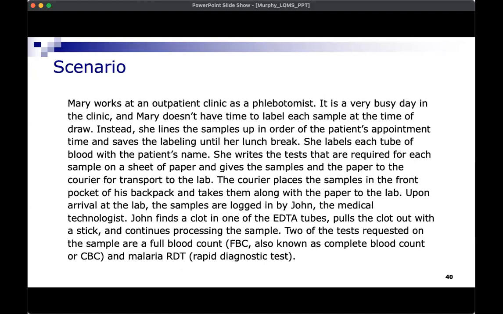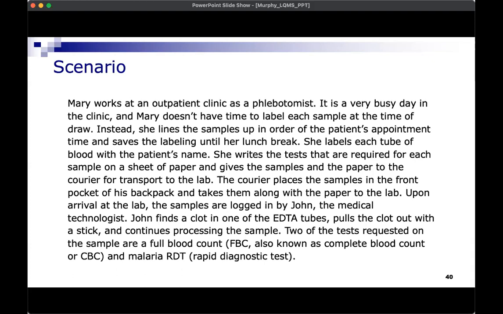And then she writes the tests that are required for each sample on a sheet of paper and gives the samples and the paper to the courier for transport to the lab. So again, ideally, we don't want to have test requests just on random sheets of paper. In an emergency situation, it sometimes can be acceptable, but in general, there really needs to be a uniform lab requisition that's written. You're going to need more than just the test, right? There's a lot of other information that's missing. So in an emergency situation, you may be able to accept it, but for the most part, especially coming from a clinic, there should be a lab requisition form there that she can use.